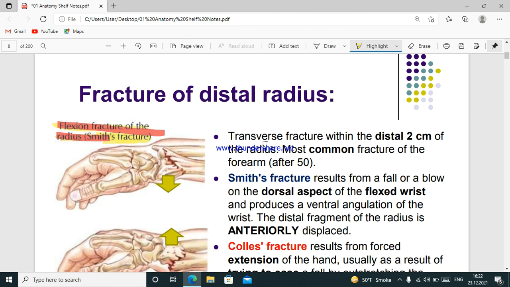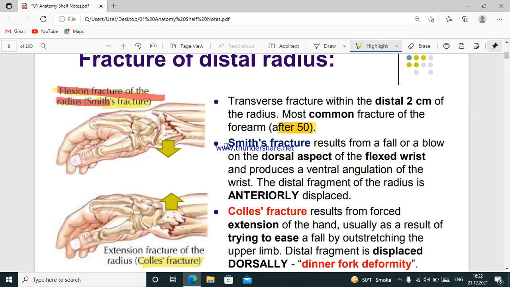So here we will study the transverse fracture within the distal 2 centimeters of the radius. It is the most common fracture of the forearm after 50 years of age. So it may occur as a transverse fracture within the distal 2 centimeters of the radius. And the Smith fracture, I told you, is an inward fracture.